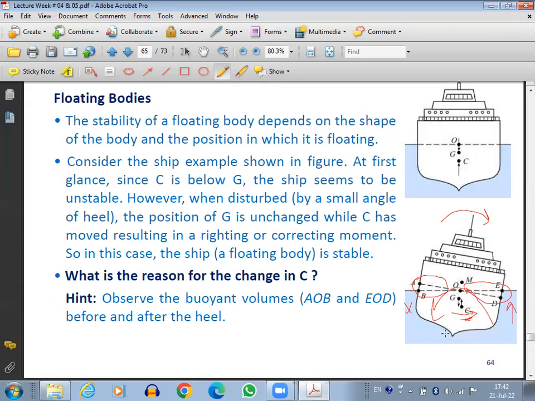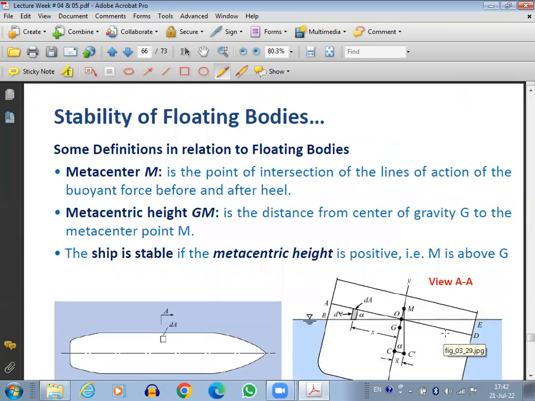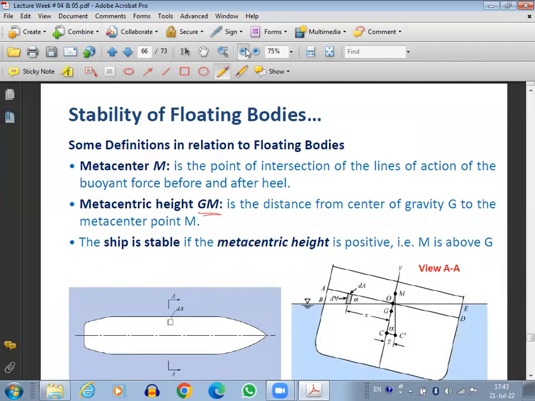Then we find this metacentric height GM, the distance between G and M. G is the center of gravity, M is the metacenter. And based on this GM height, we determine whether the object which is floating in water is stable or not. There is a small derivation about it, but again, I'm not going to go into that derivation.